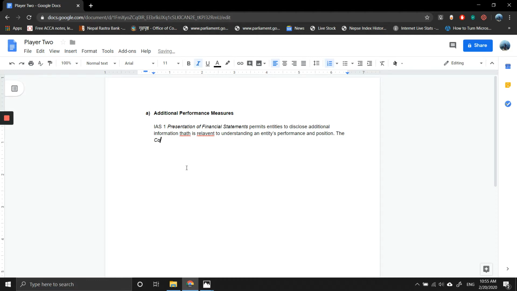The Conceptual Framework notes that primary users of financial statements are investors, potential and existing, lenders and other creditors.